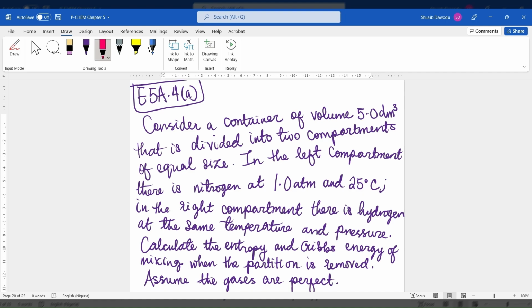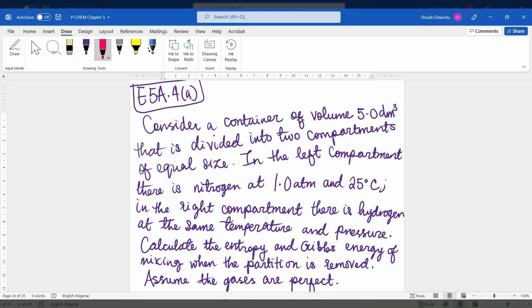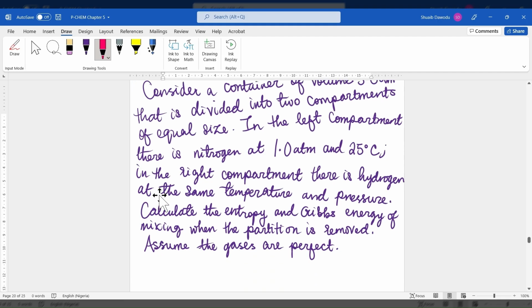So the first thing you're going to note is that this is actually a question from the Atkins Physical Chemistry 11th edition textbook. And this question was told to us like a story in different steps. First of all, they're telling us consider a container of volume 5.0 dm cube that is divided into two compartments of equal size. So they've told us of a full container, they've told us its volume, they've told us the fact that it's been divided into two equal parts. In the left compartment, there is nitrogen at 1.0 atmosphere and 25 degrees Celsius. And in the right compartment, there is hydrogen at the same temperature and pressure. Then we're asked to calculate the entropy and Gibbs energy of mixing when the partition is removed. And we have to assume that the gases are perfect.